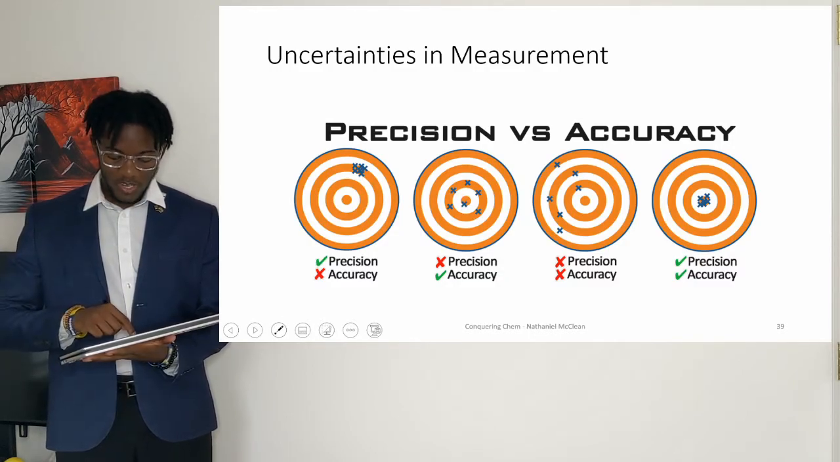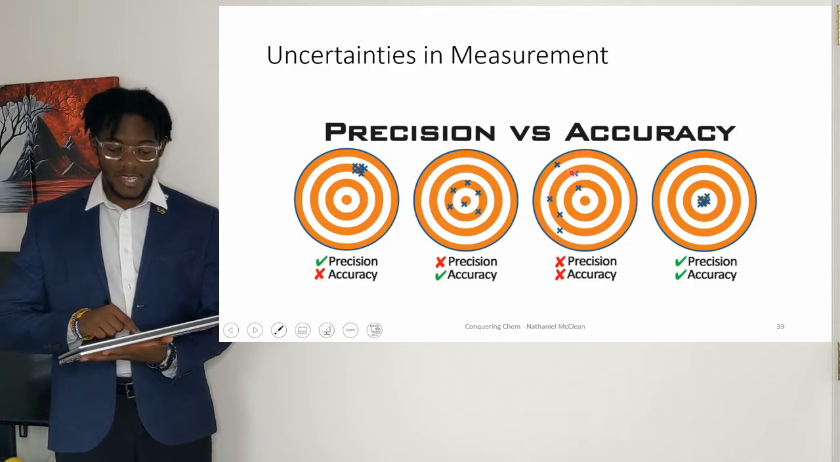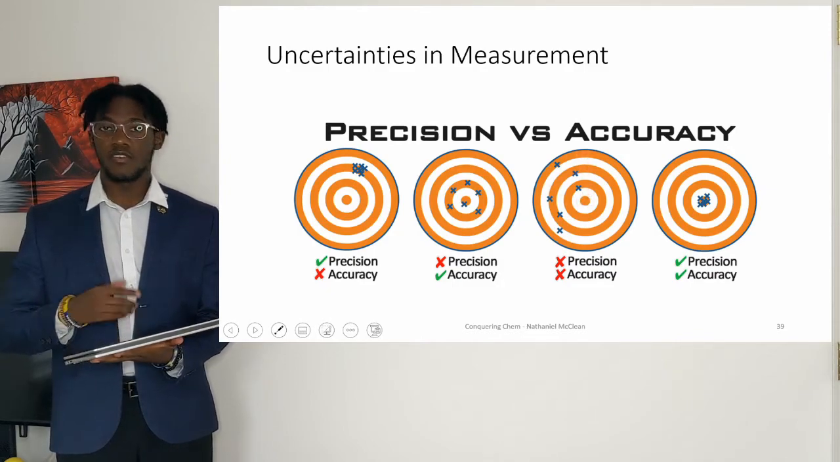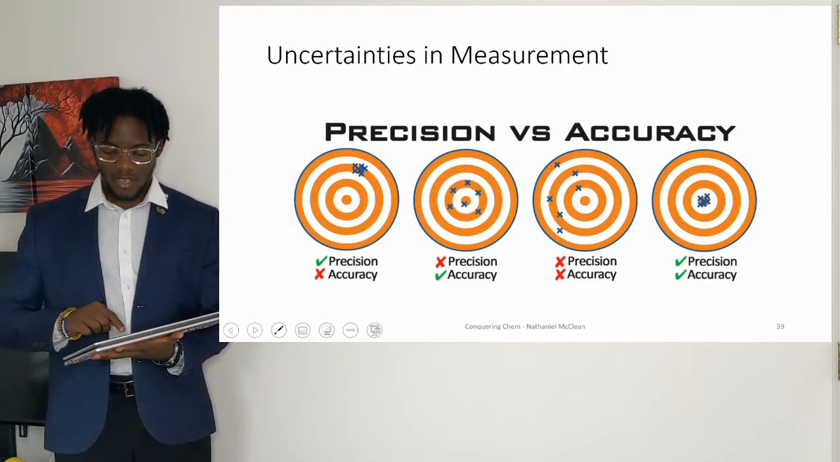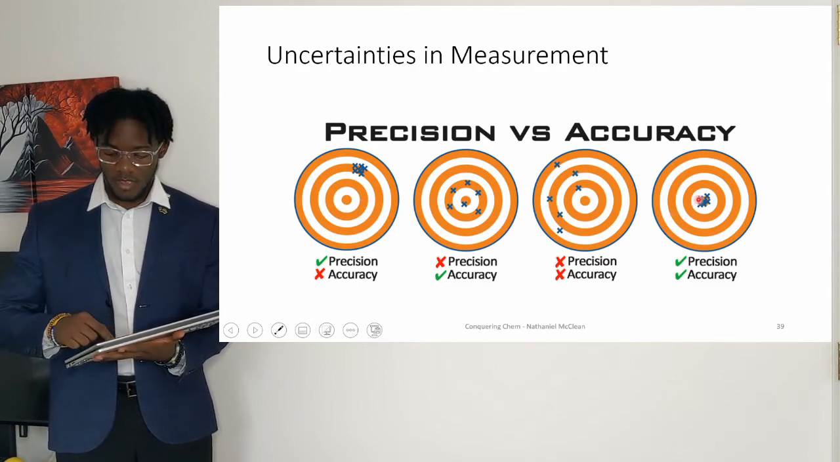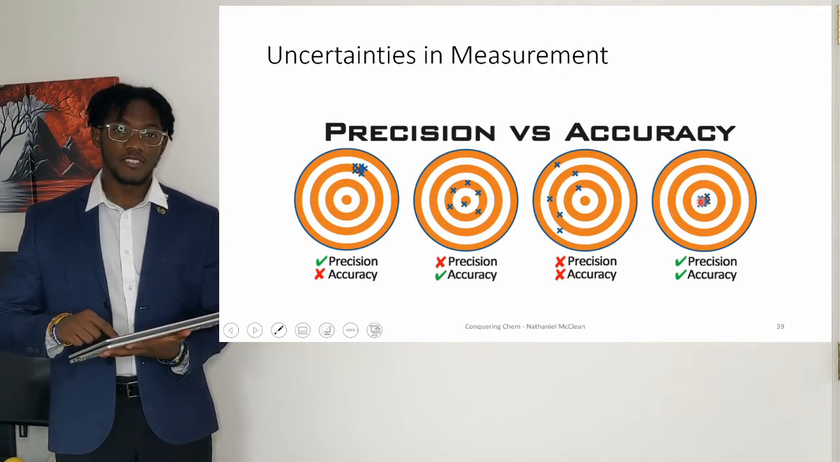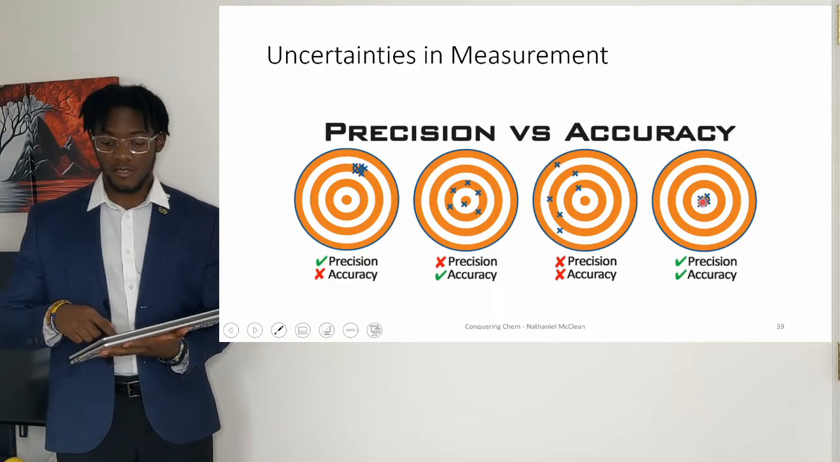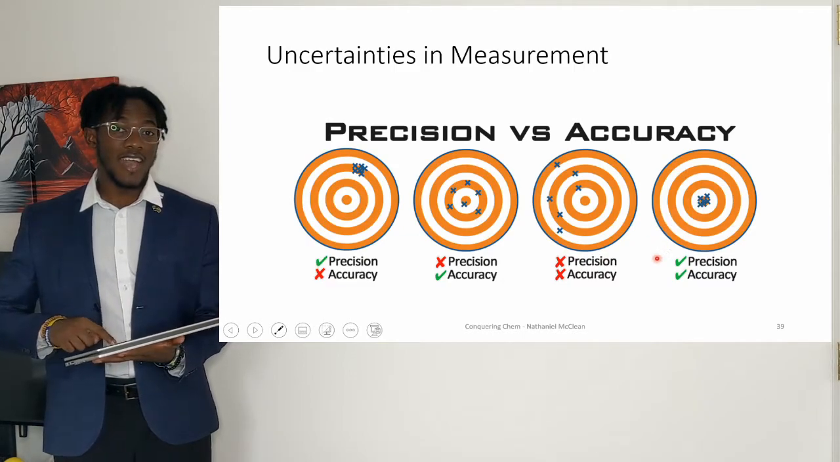In the worst case, we can have measurements that are scattered all over the place and away from the bullseye, meaning they're not accurate and not precise. Or we can be a top shotter like me and have all of the measurements in one position, in the middle and close together, making them both precise and accurate.